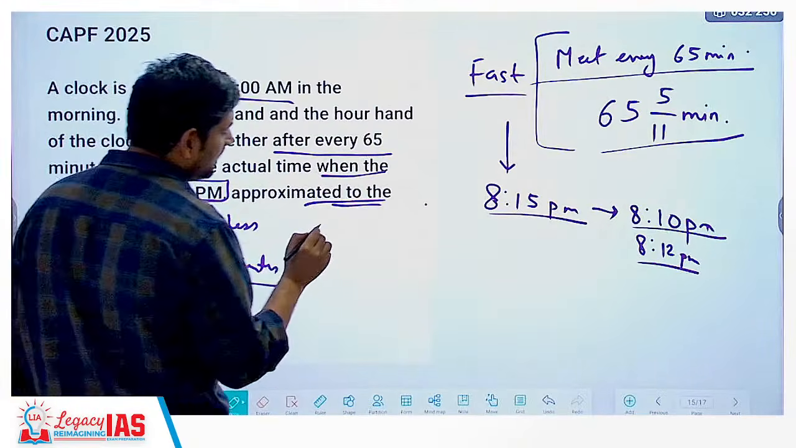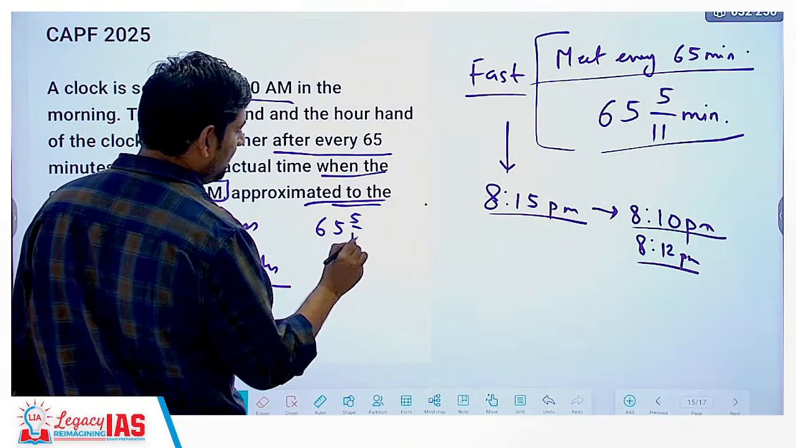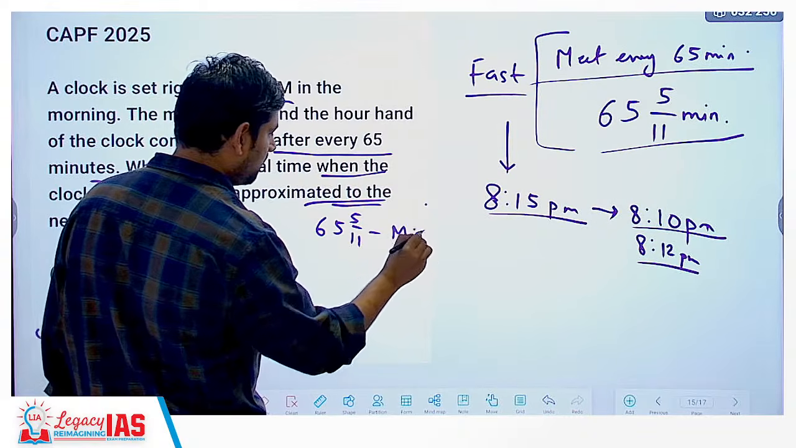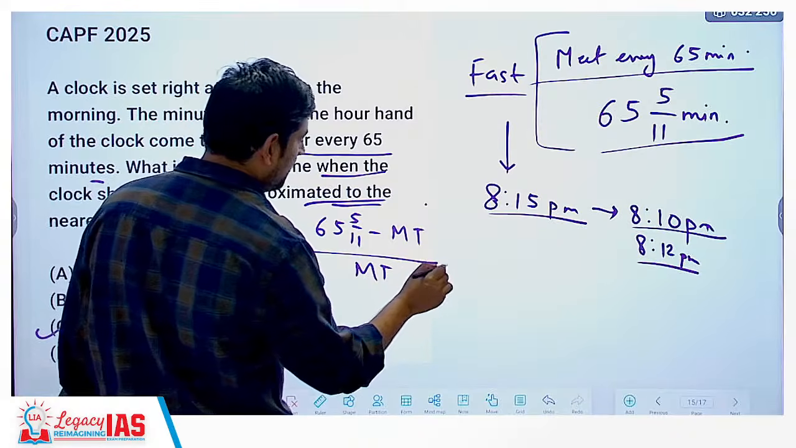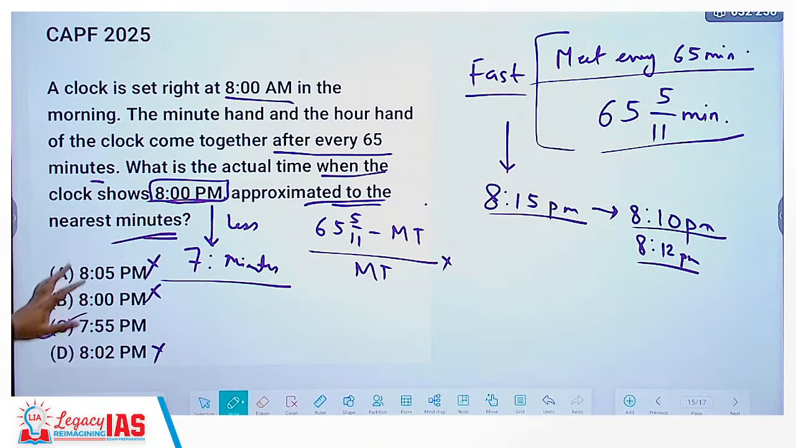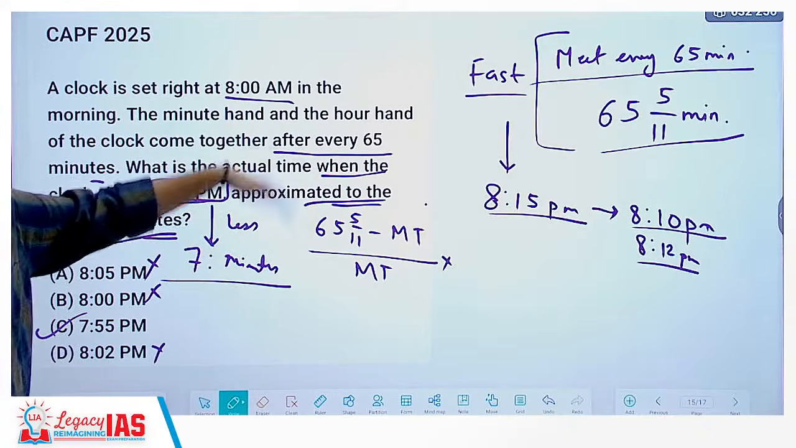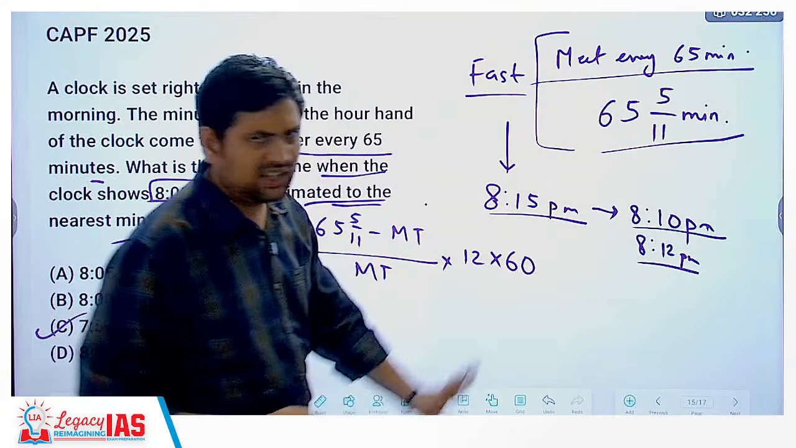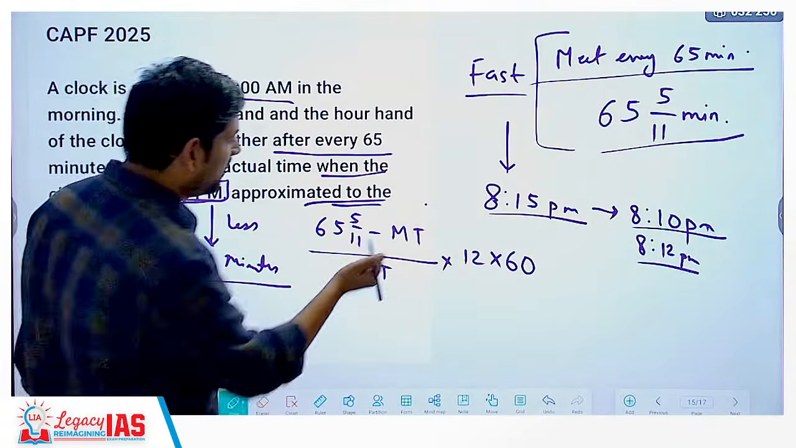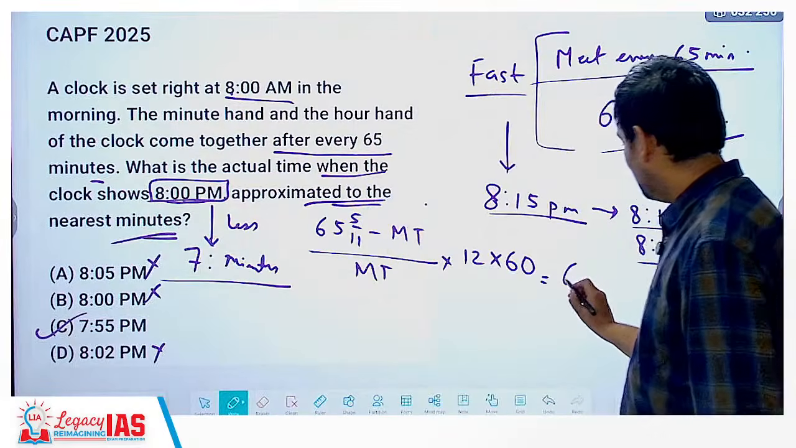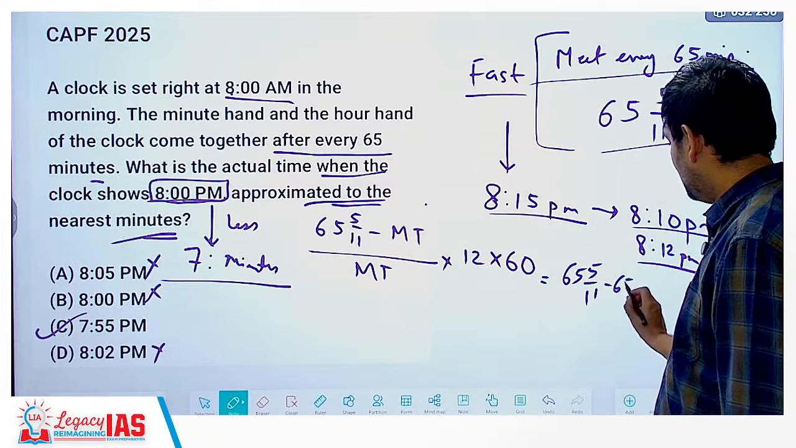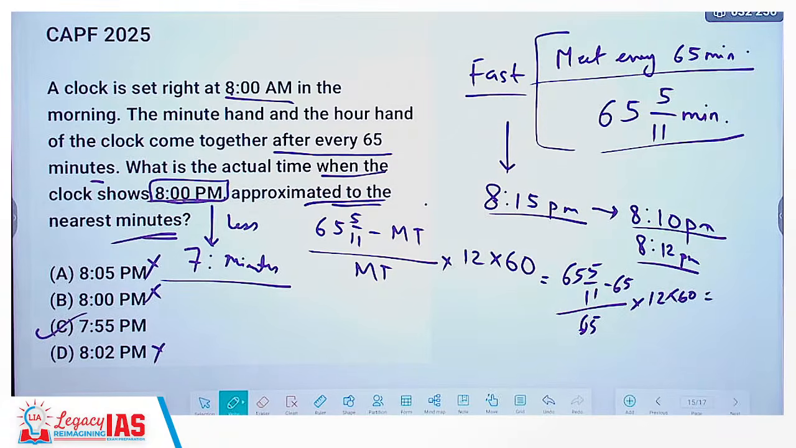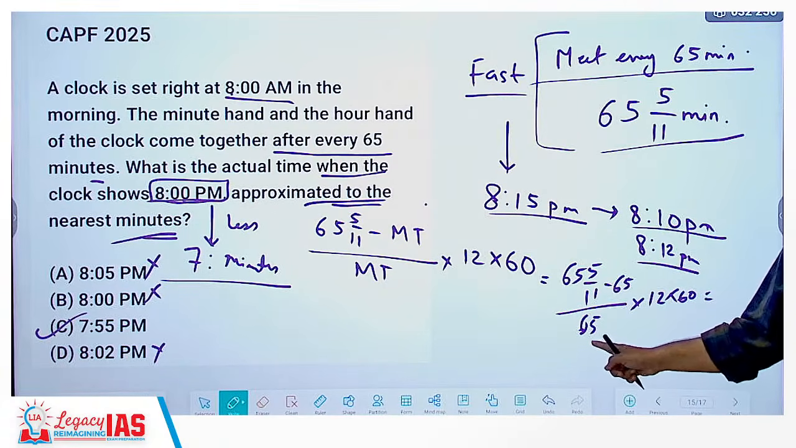So the calculation works like this: you do 65 5/11 minus the meeting time. So whatever the meeting time is, then divided by the meeting time and multiplied by the number of hours you are taking. So 8 a.m. to 8 p.m., how many hours? 12 hours. Each hour has 60 minutes. Now you put in the meeting time. What is the meeting time here? The meeting time is 65. So (65 5/11 minus 65) upon 65, into 12 into 60. That's it. 65 cancels out.